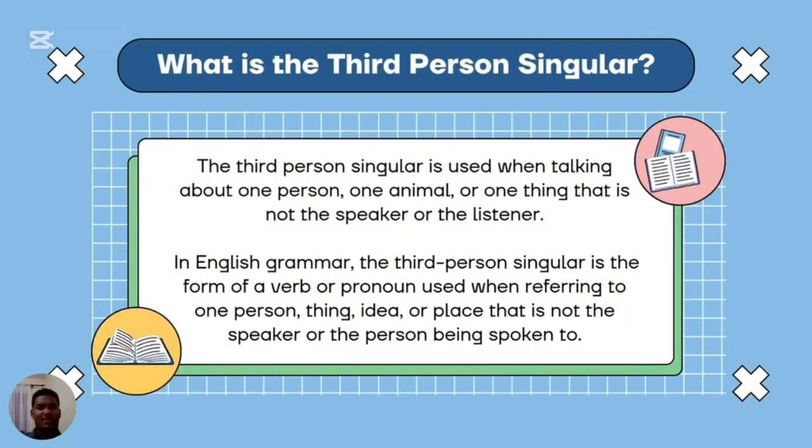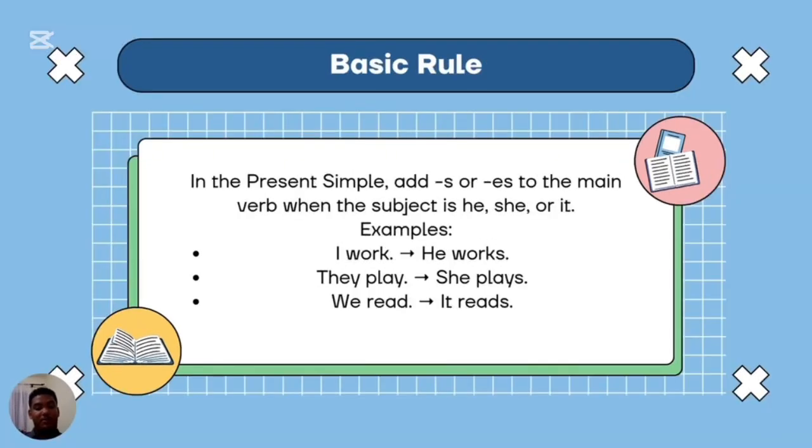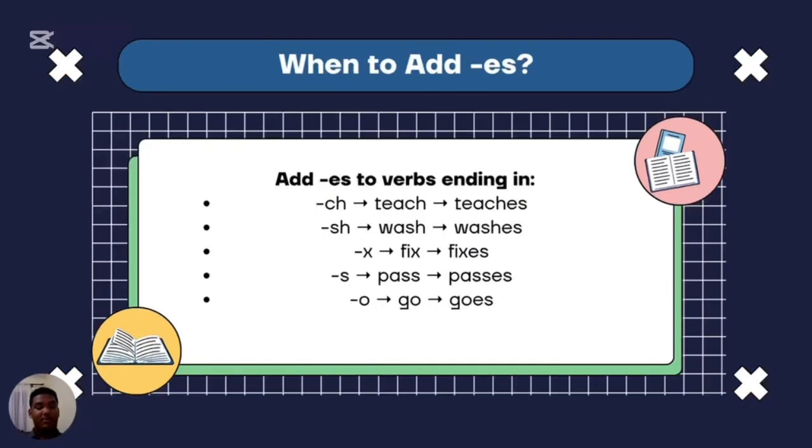But what is the third person singular? It is used when we're talking about one person, one animal, or one thing that is not the speaker or the listener. For example, he plays soccer, she studies English, or it works, like the personal pronouns. We have a basic rule: in the present simple, we add s or es to the main verb when the subject is he, she, or it.